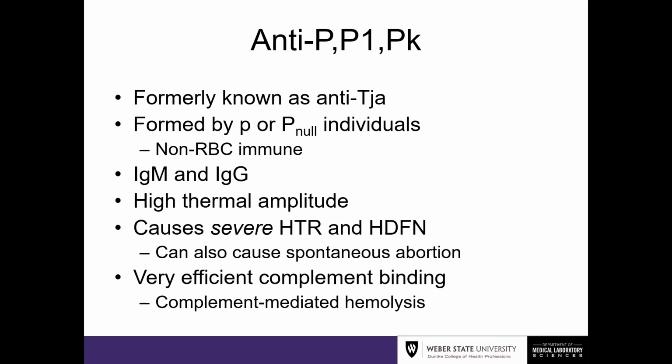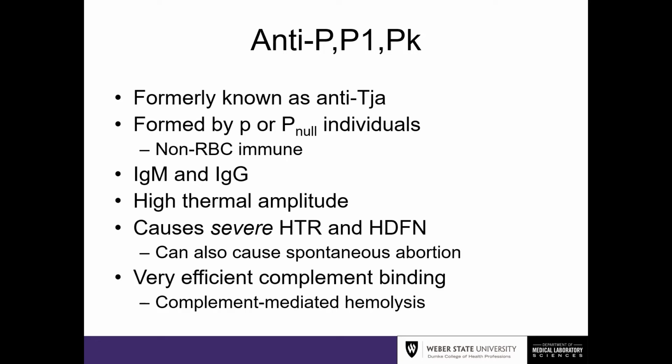Anti-P1Pk, which is formerly known as anti-TJA, is an antibody found in people with the extremely rare little p or p-null phenotype. These patients lack all P, P1, and PK antigens. If you remember from earlier in the presentation, P and PK antigens are found in nearly 100% of the population, and P1 is found in the majority as well. So this antibody is extremely rare, but is very clinically significant. The antibody is non-red blood cell immune and will react with every red cell except those of the little p phenotype.